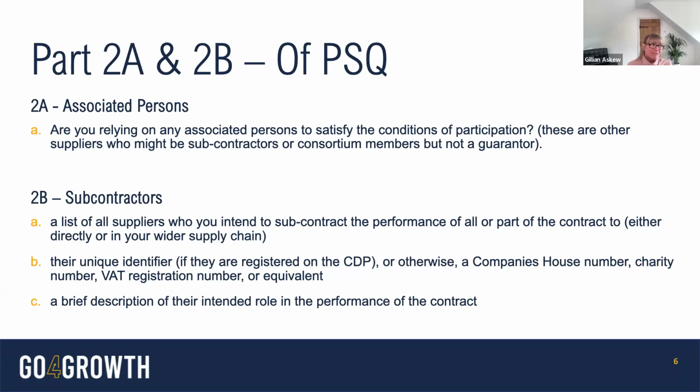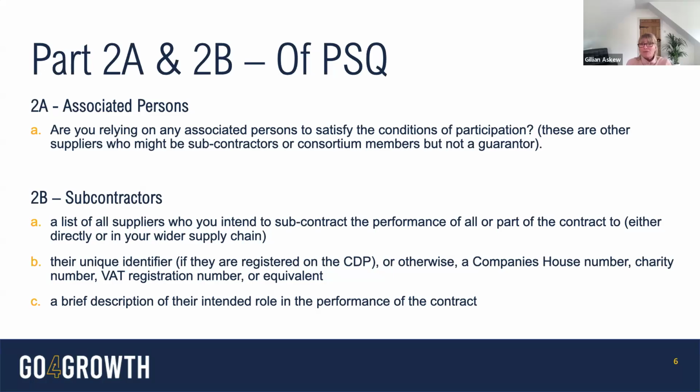Part 2B of the questionnaire is about subcontractors. So at Part 2BA, it is a list of all suppliers who you intend to subcontract the performance of all or part of the contract to, either directly or in your wider supply chain. And to do that, you would need their unique identifier if they're registered on the Central Digital Platform, or otherwise a company's house number, a charity number, a VAT registration number, or equivalent. So you're going to need some information about that subcontractor. And you'll be giving a brief description of what their intended role in the performance of the contract is. So it's capturing information about who you are likely to be working with.